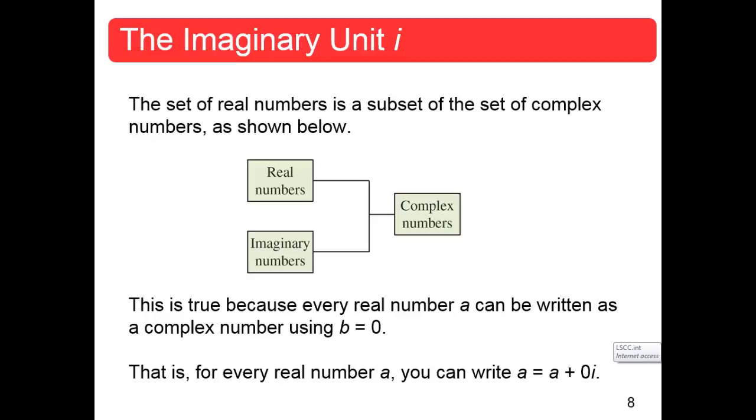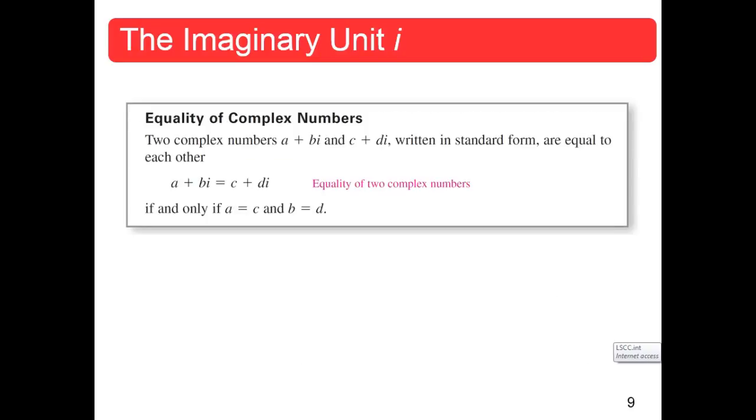So they split there. This is true because every real number can be written with B equals 0. That is, for every real number A, you can write A is equal to A plus 0i. Why would you? I don't know, but you could. It is a complex number with no imaginary part. Now, this is stuff you might need in the future. You won't need it for this course.